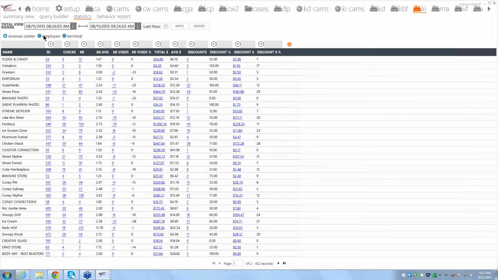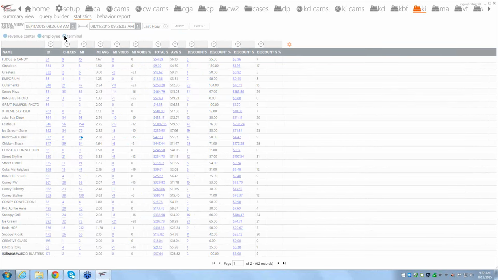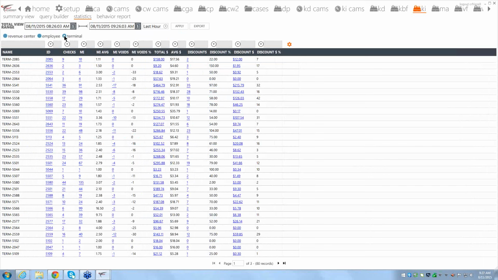Next, instead of employee, let's switch on terminal. You can also look by terminal. This is a list of all the terminal numbers throughout this particular location. And then finally, employee.